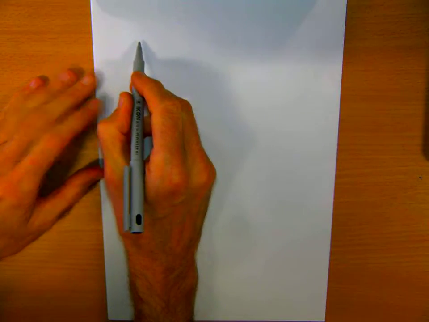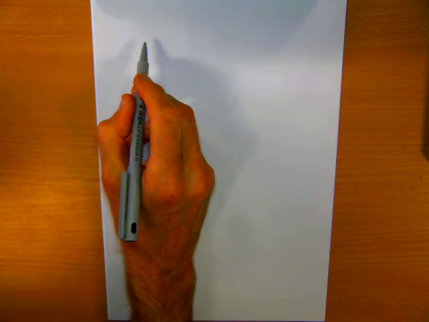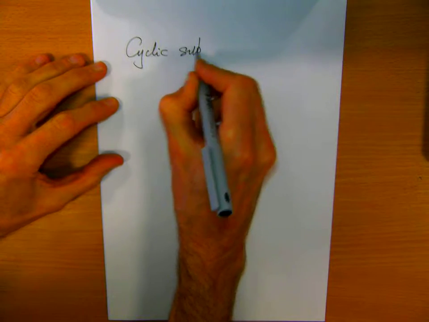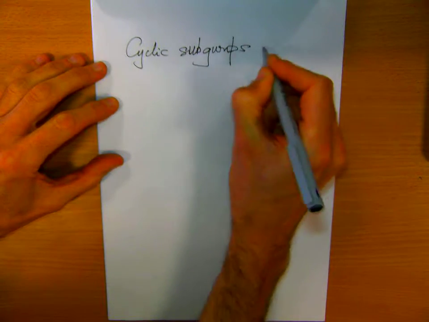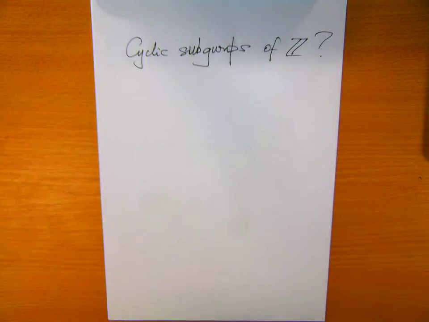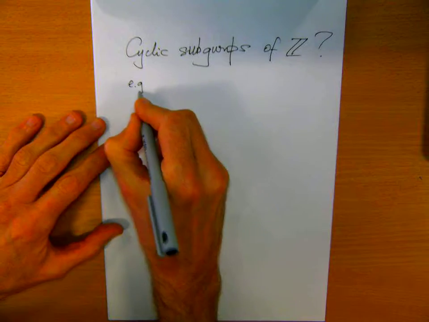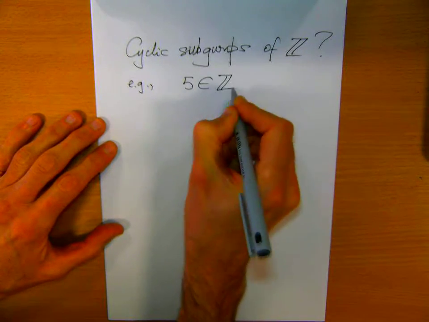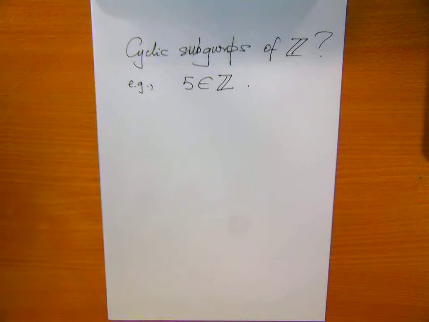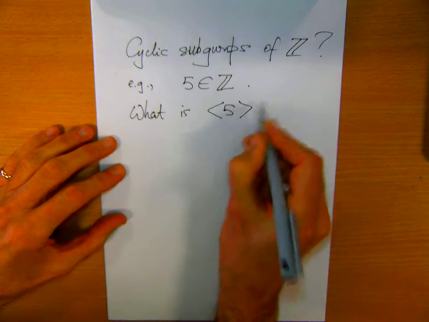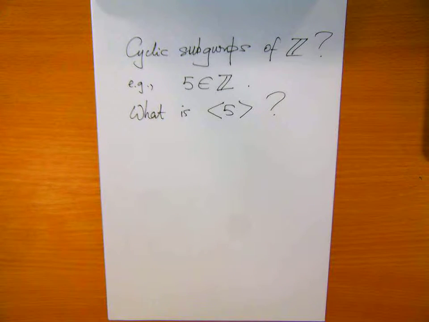Well, the integers is cyclic, but in any case, the integers is a group. What cyclic subgroups of the integers? So I'm forgetting for a minute that the integers is cyclic. I'm just thinking about the integers as a group. I can look at cyclic subgroups of Z. So for instance, let's just take the integer 5, perfectly good integer. What is the subgroup generated by 5?